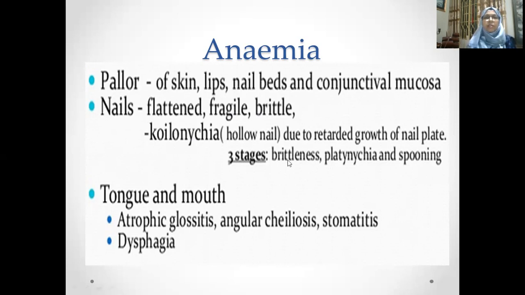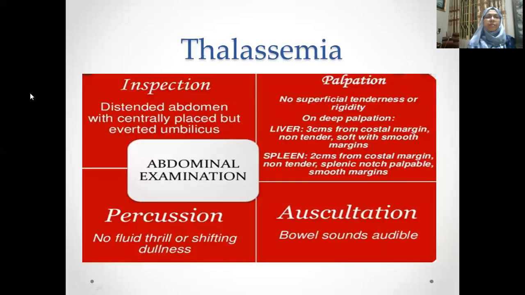Forget about these three stages. And as I have told, there is atrophic glossitis, that is the tongue becomes pale, smooth, and white, angular cheilosis, and stomatitis. And dysphagia is not a part of the examination, it is a symptom usually present in adults.